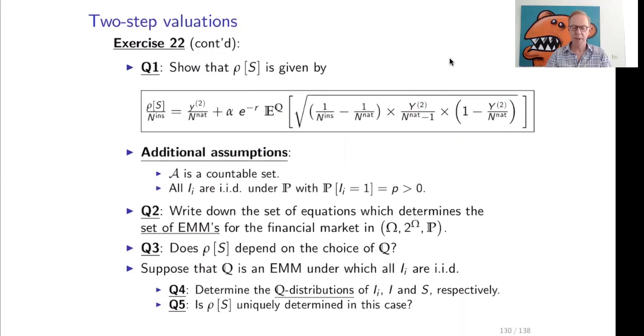We will have a look at it in a special case. We will assume that A is a countable set, and we will assume that all Ii are independent, identically distributed with probability of survival equal to p. In this case, the question now is to write down the set of equations which determines the set of equivalent martingale measures for the financial market.